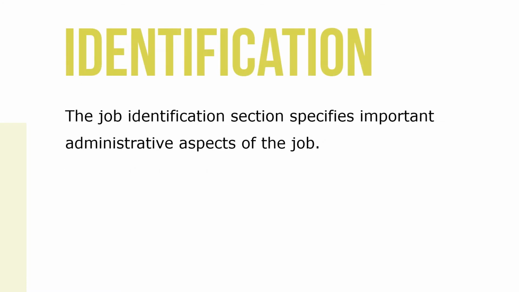Next is job identification. The job identification section specifies important administrative aspects of the job, such as the department in which the job is located, who conducted the job analysis, when the job was last analyzed, the wage category of the job, and the job code if the company uses a classification system.